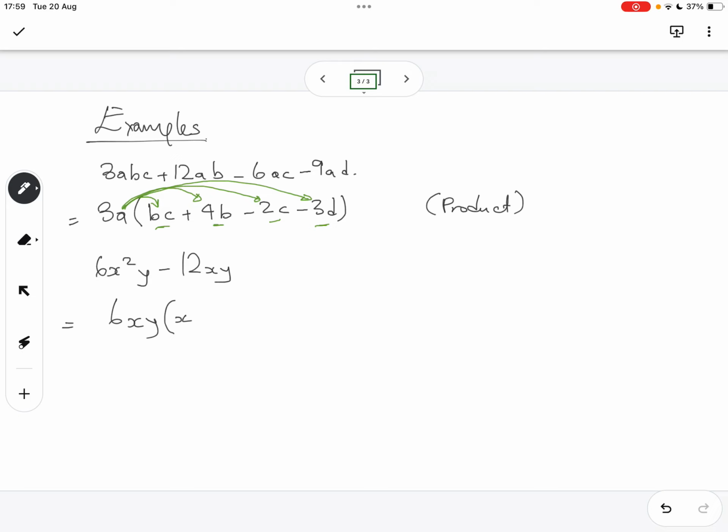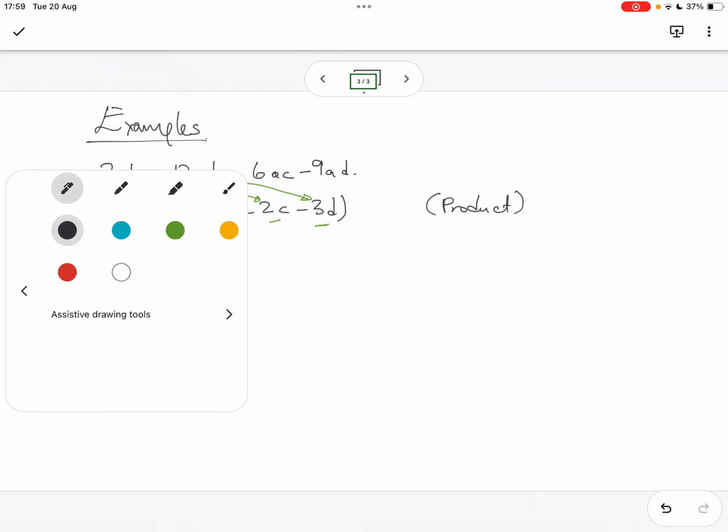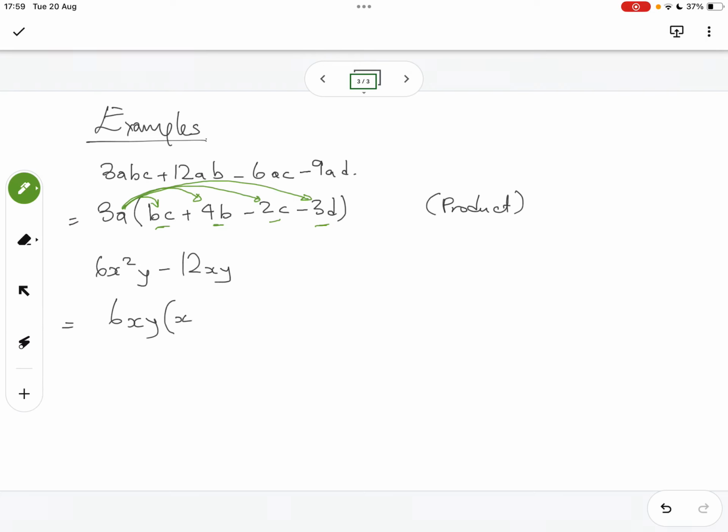No. So what happens if we just put x there? What happens if we multiply 6xy by x? What do we get? 6x squared y. Excellent. It goes back to... So if we multiply out like this, that's what I'm asking. If we multiply out like this, we go back there. If we multiply 6xy by x, we go back to 6x squared y.